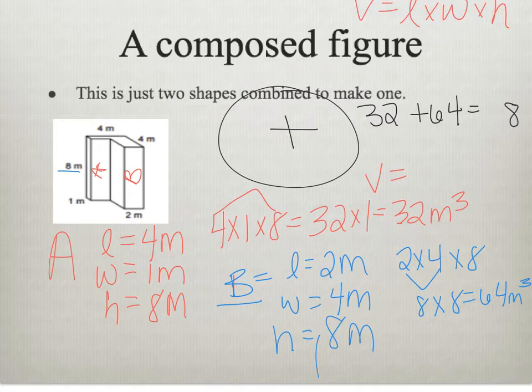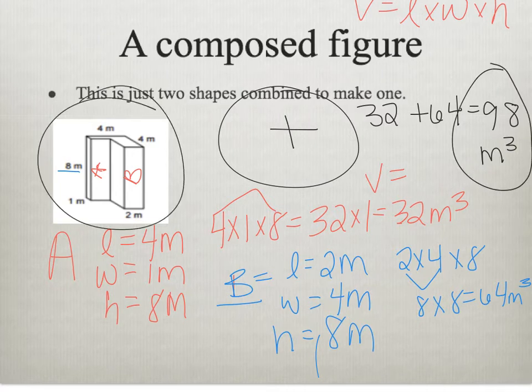So I get 98 total meters cubed, and that's what the volume is for my entire composed figure.